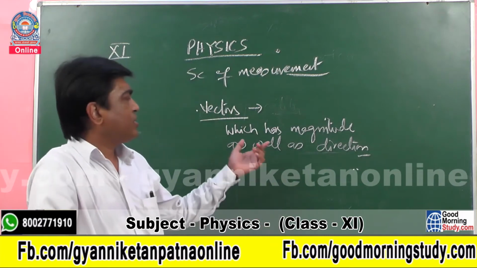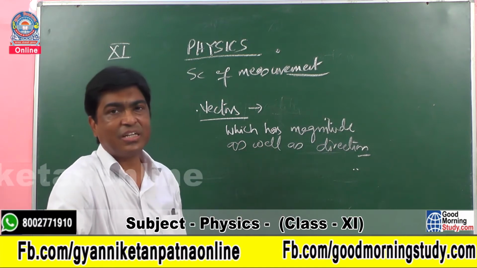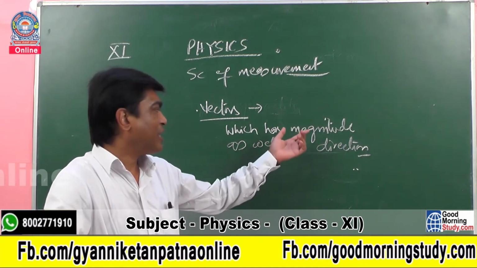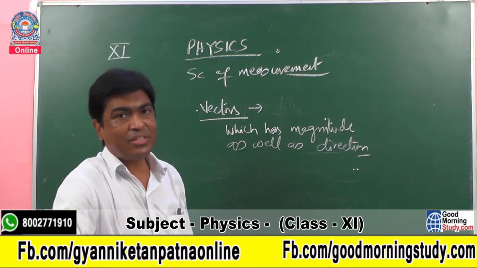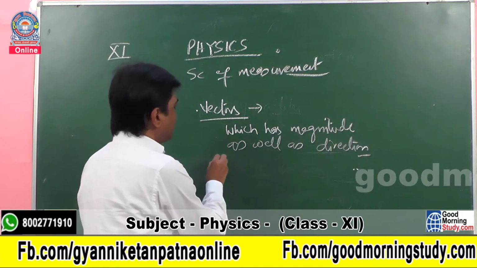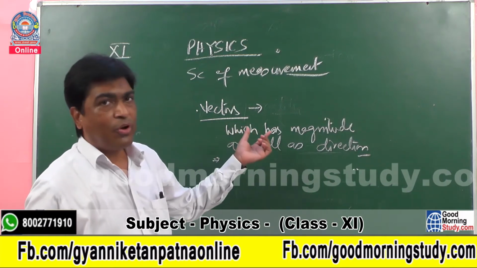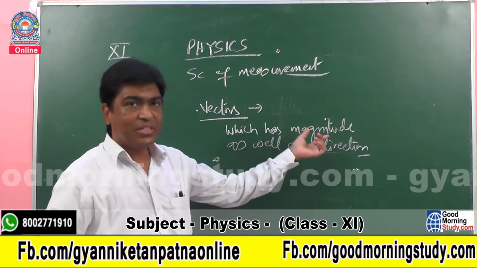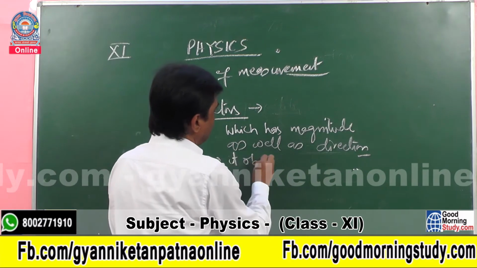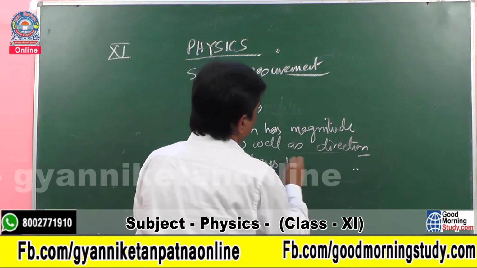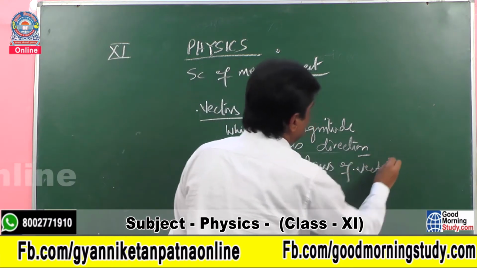Vectors are those physical quantities which have magnitude as well as direction, but we know some quantities like electric current, time, pressure, which have magnitude as well as direction, but they are scalars. So something is missing in this definition, and the next condition is that it obeys the vector law of addition. For the complete definition, a vector has magnitude as well as direction, and it obeys the laws of vector algebra.